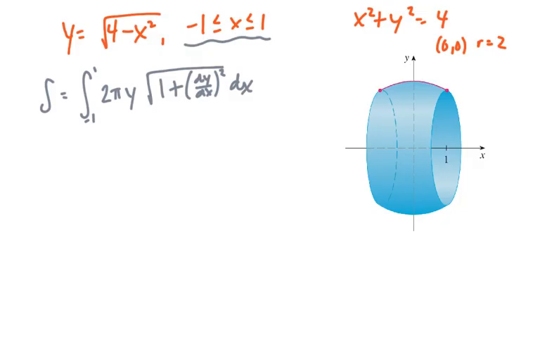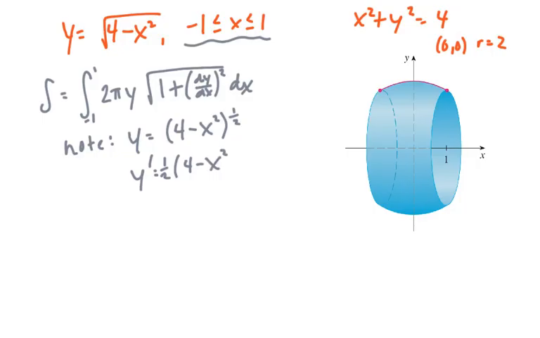That means I need to find the derivative first. Let's rewrite it. y is 4 minus x squared to the 1/2. So y prime is 1/2 times 4 minus x squared to the minus 1/2, times the derivative of negative x squared, which is negative 2x.